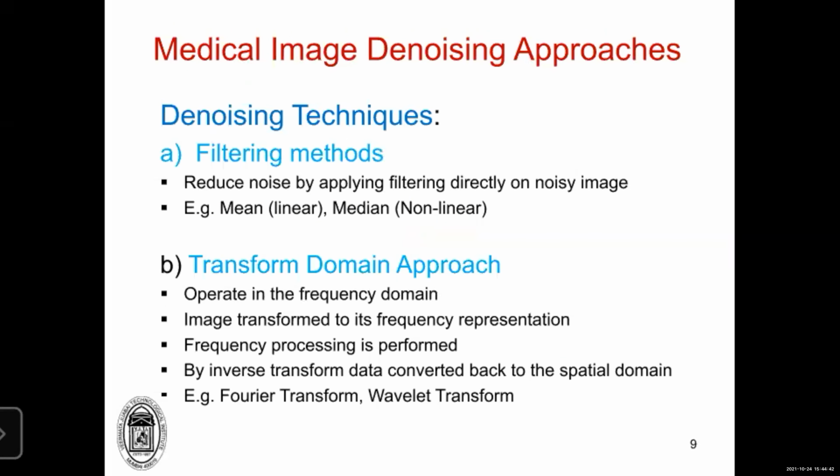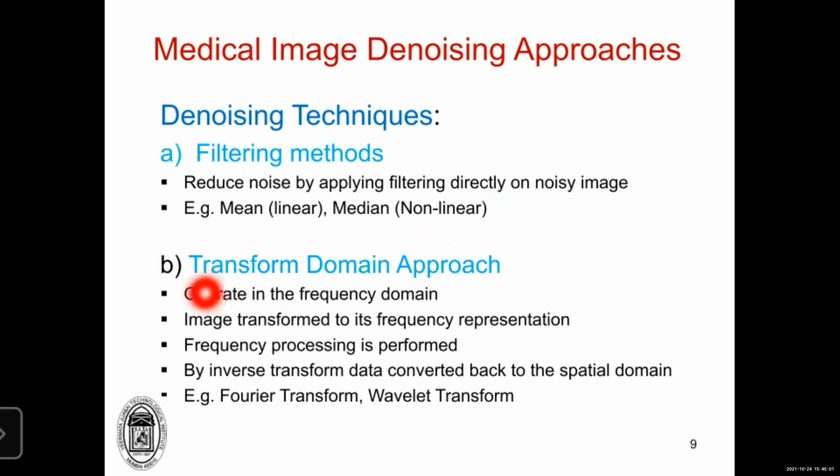So, various approaches to denoising. There are 4 different approaches. First is the filtering method. Here it reduces the noise by applying filtering directly on the noisy image. Examples are the mean filter, that is a linear filter, and the median filter.